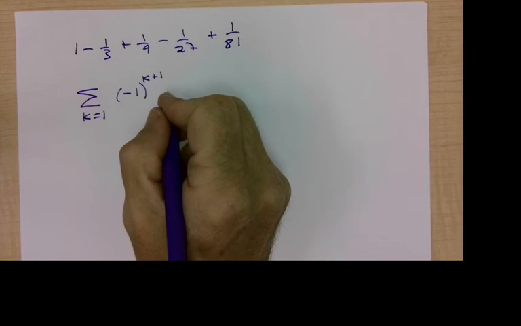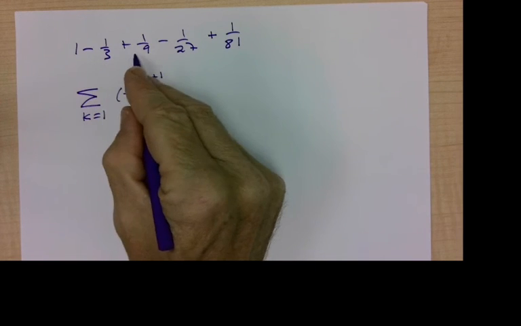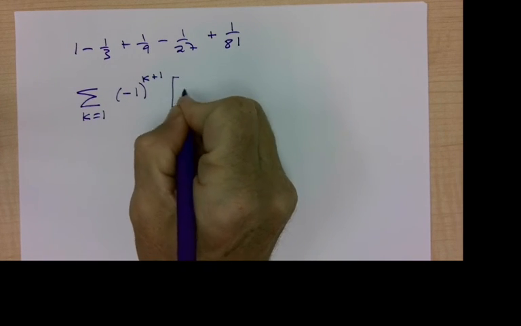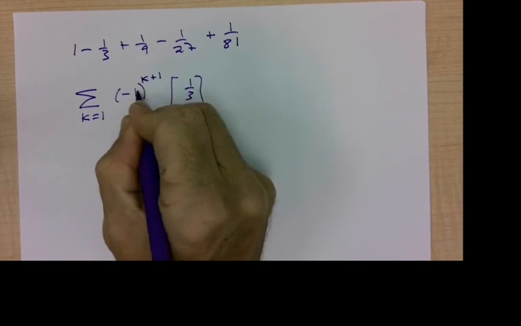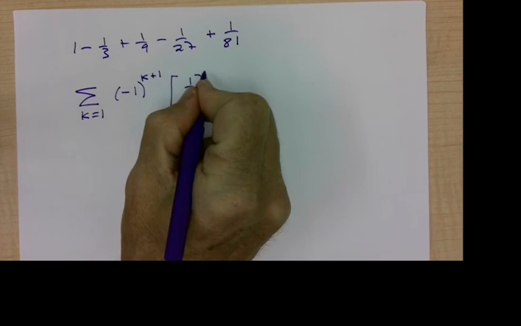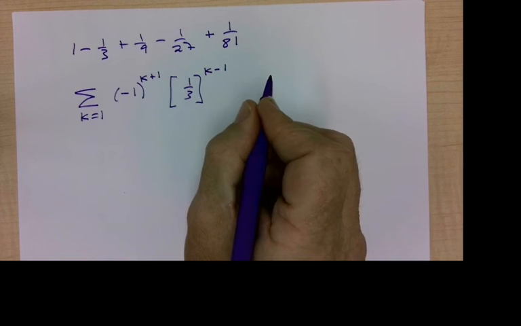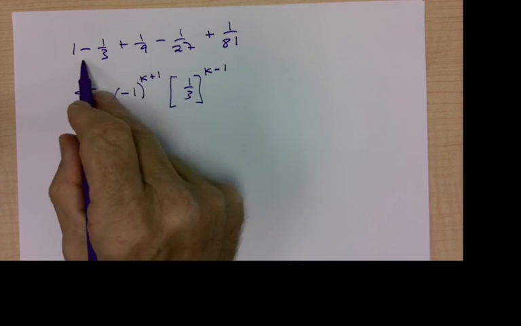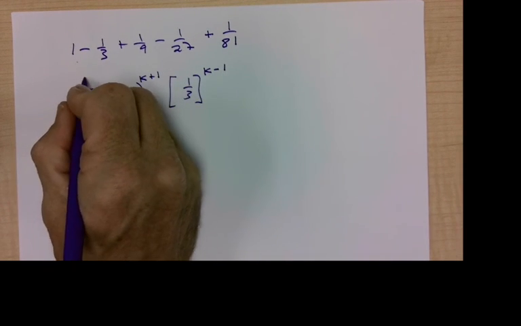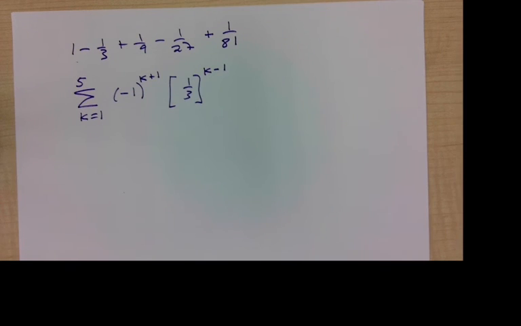And then I need 1/3 because each time I multiply by a third, but it starts at 1/3 to the 0, so that'll be k minus 1. And I realize this is challenging. How far does k go? 1, 2, 3, 4, 5. K goes from 1 to 5 of negative 1 to the k plus 1 times 1/3 to the k minus 1. So being comfortable with this is important.